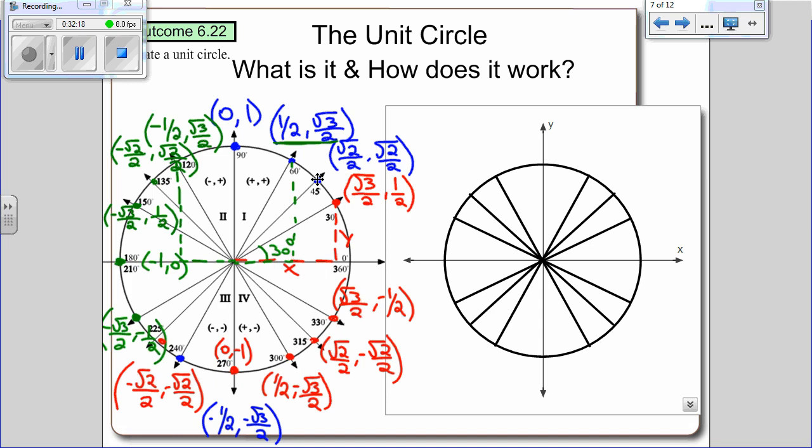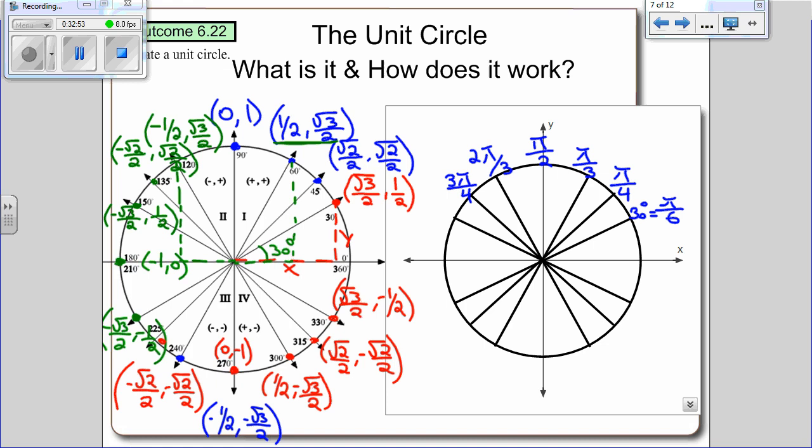The other one was 45 degrees. Same thing as saying pi over 4. The other one's 60 degrees. That's the same thing as saying pi over 3. Up here, we have pi over 2. Over here, we have 2 pi over 3. The other one's going to be 3 pi over 4. This one's going to be 5 pi over 6. 180 is just pi. Then we have 7 pi over 6.